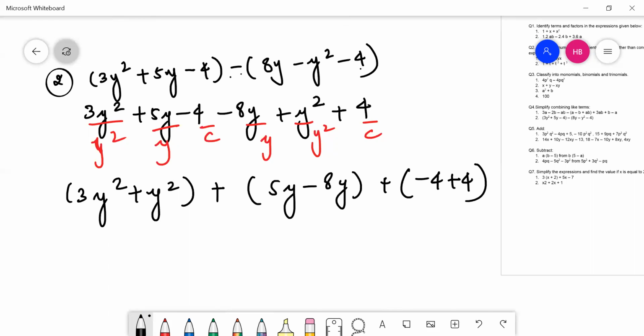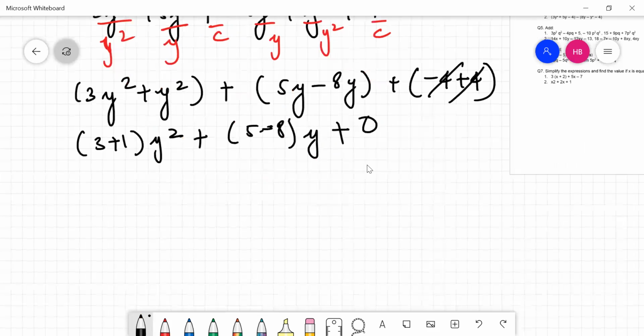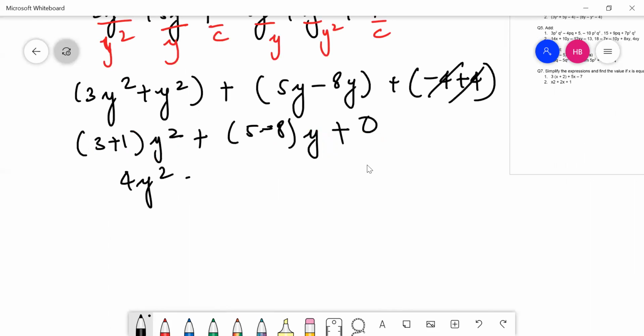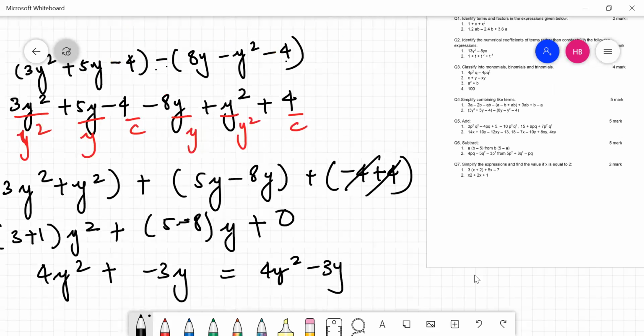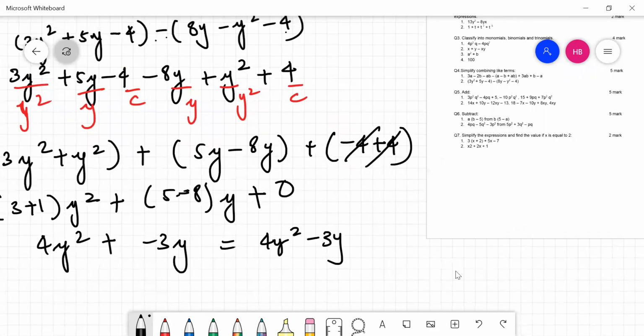Okay, so again my next step is to add the coefficients of these variable terms. So 3 plus 1 y square, 5 minus 8 y, plus minus 4 plus 4 gives me 0. So I'll write 0 as it is. Here 3 plus 1 is 4y square, minus 8 plus 5 will give me minus 3y. So my answer will be 4y square minus 3y. That's your answer. Cool, guys. If you have given this answer, your answer is correct. You will get the full marks.